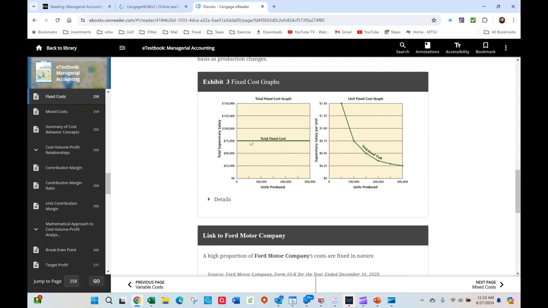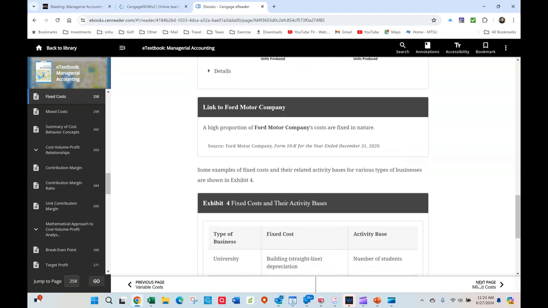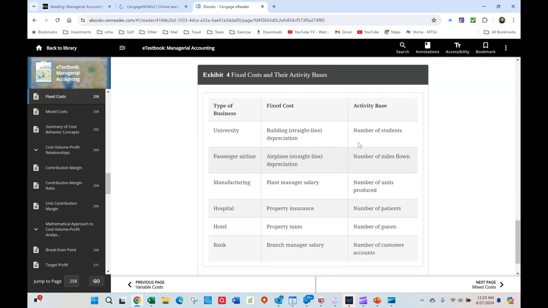And so here's your fixed costs. Again, your fixed costs are going to be the same over that relevant range. They're not going to change. But then the more you do, the less it's going to be per unit. There are some fixed costs of a university. The more students you have, the more you're able to utilize those spaces. So the cost of those spaces per student decreases.